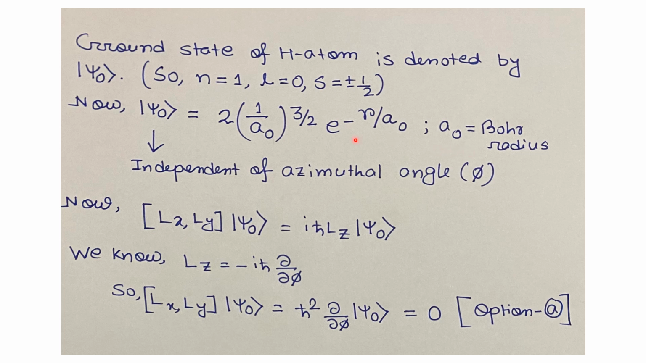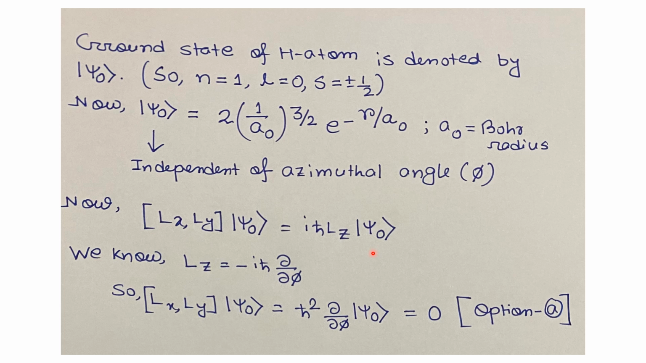As we can see, the wave function of the ground state of the hydrogen atom is only a function of the position, that is r. It doesn't depend on the angle theta or phi. So it is independent of the azimuthal angle phi, which is basically the angle in the xy plane. Now the commutation of Lx and Ly operating on the phi naught state will give i h cut Lz operating on the phi naught state.